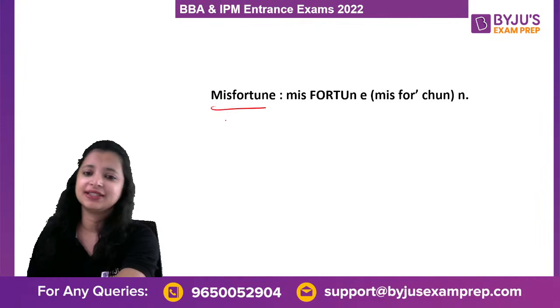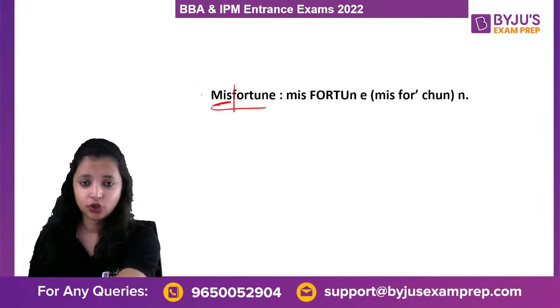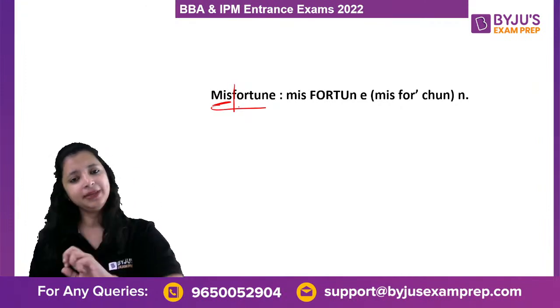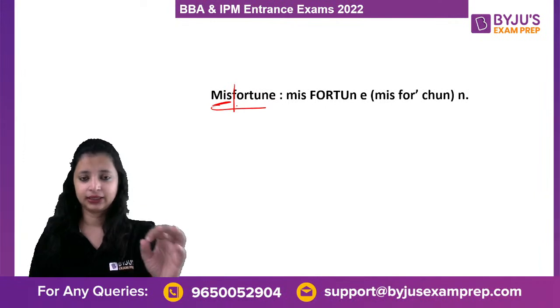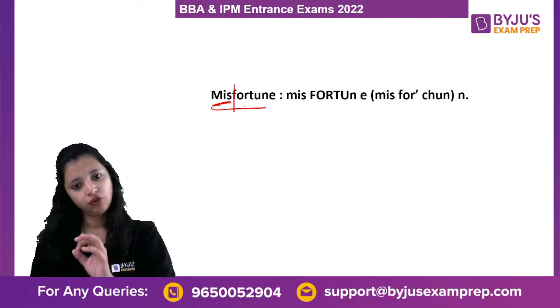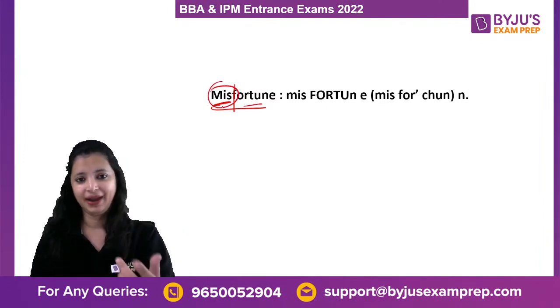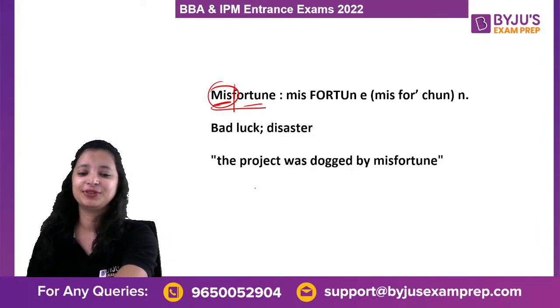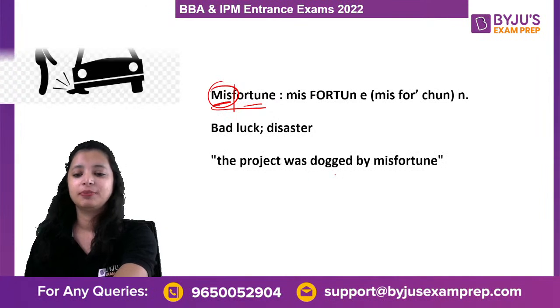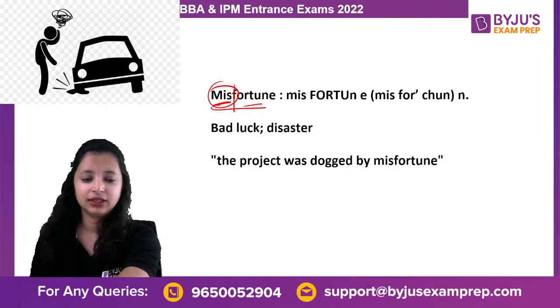Misfortune, super easy word. इसको दो पार्ट में ब्रेक करते हैं. देखो, miss negative prefix है. Of course, so any word जिसके साथ आपने miss attach कर दिया, वो उसको opposite बना देगा. So misconduct, misfortune, fortune luck, but miss bad. So bad luck is misfortune. The project was dodged by misfortune. इसका टायर पंचर हो गया, misfortune.